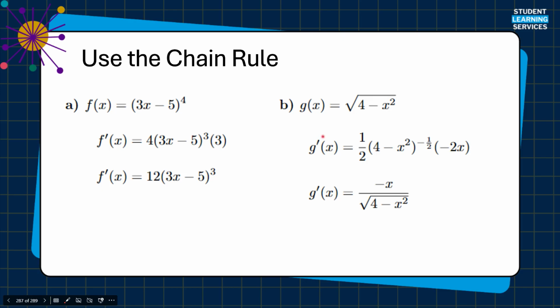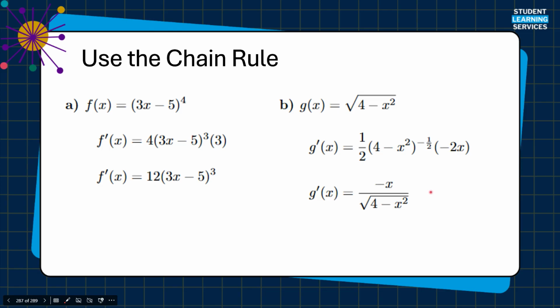And let's look at g(x). It is the square root of 4 minus x squared. You can rewrite this as (4 minus x squared) to the power of 1 over 2. So you use the power rule: you drop the power, and the thing inside goes to the power of 1 over 2 minus 1, which is negative 1 over 2, and then multiply by the derivative of the thing inside, which is negative 2x, and then you simplify it and it equals this.